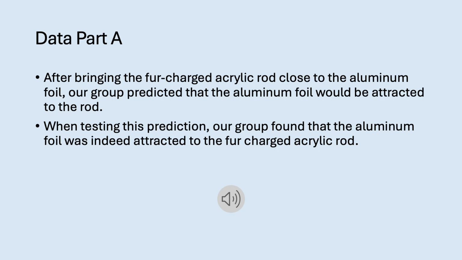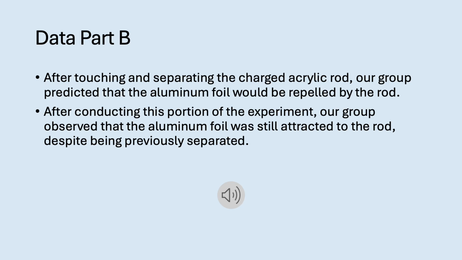Data Part A. After bringing the fur-charged acrylic rod close to the aluminum foil, our group predicted that the aluminum foil would be attracted to the rod. When testing this prediction, our group found that the aluminum foil was indeed attracted to the fur-charged acrylic rod. Data Part B. After touching and separating the charged acrylic rod, our group predicted that the aluminum foil would be repelled by the rod. After conducting this portion of the experiment, our group observed that the aluminum foil was still attracted to the rod despite being previously separated.